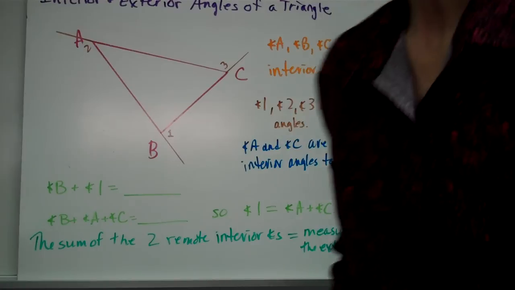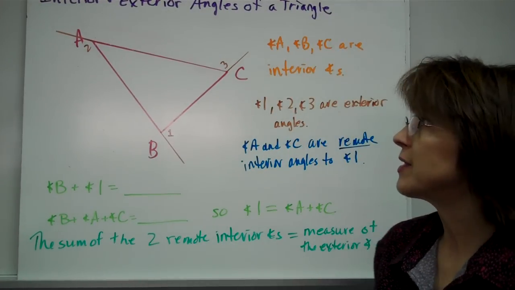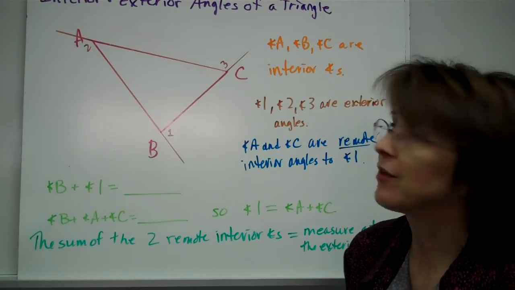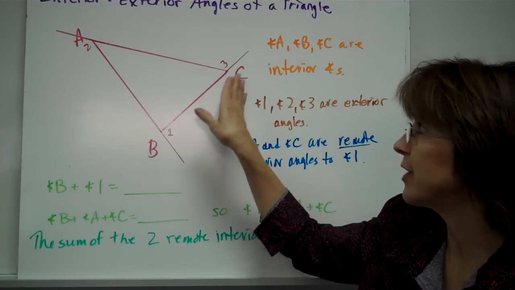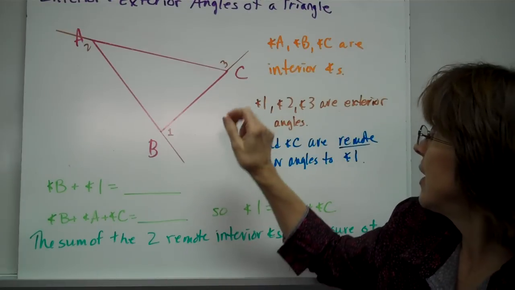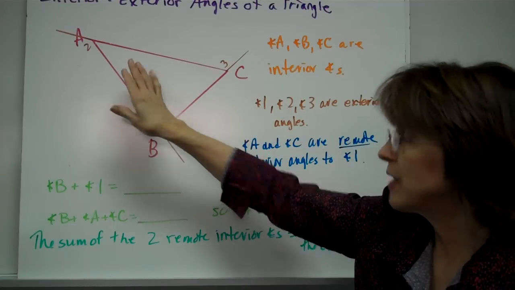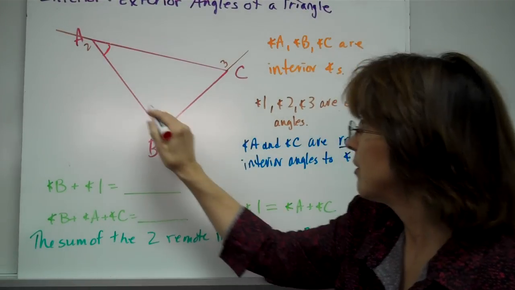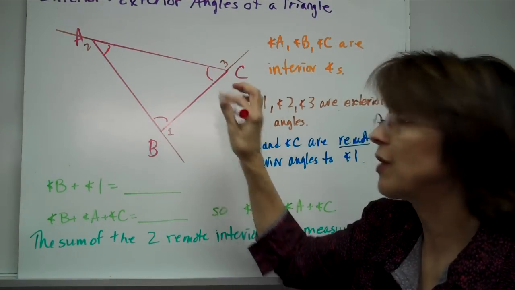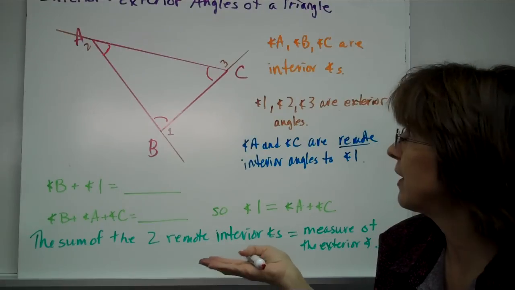We're going to talk now about a couple of different topics. The first one is the interior and exterior angles of a triangle. First of all, you have a triangle ABC in red. We know that angle A, angle B, and angle C we call the interior angles, or on the inside of the triangle.